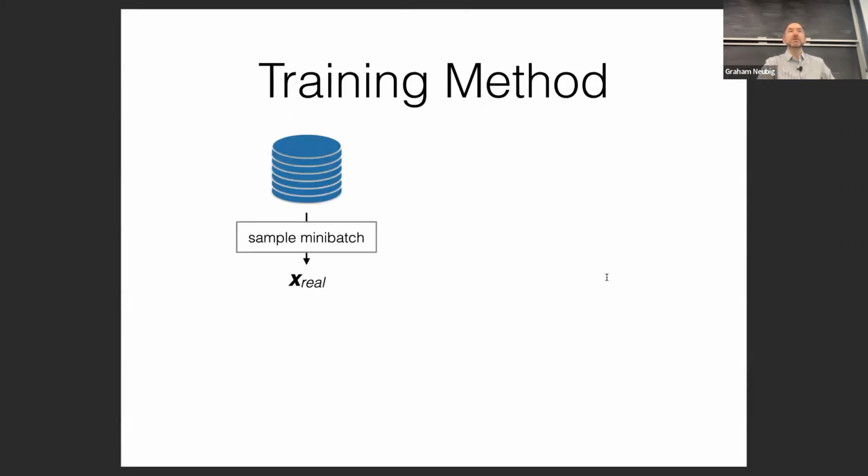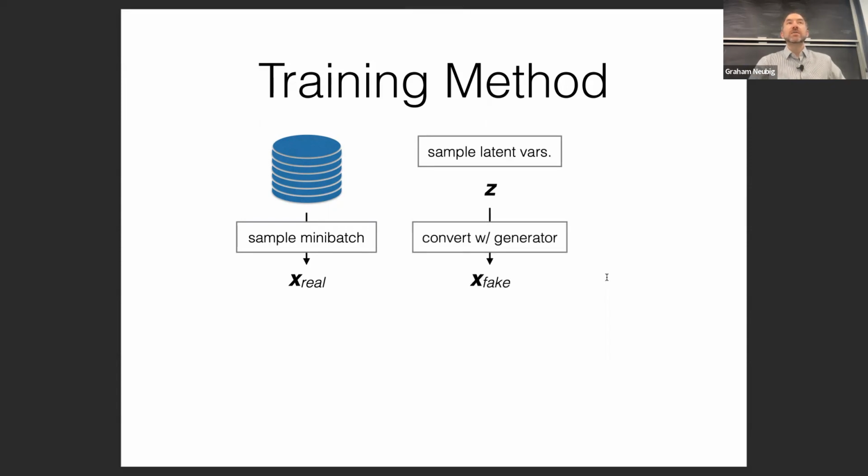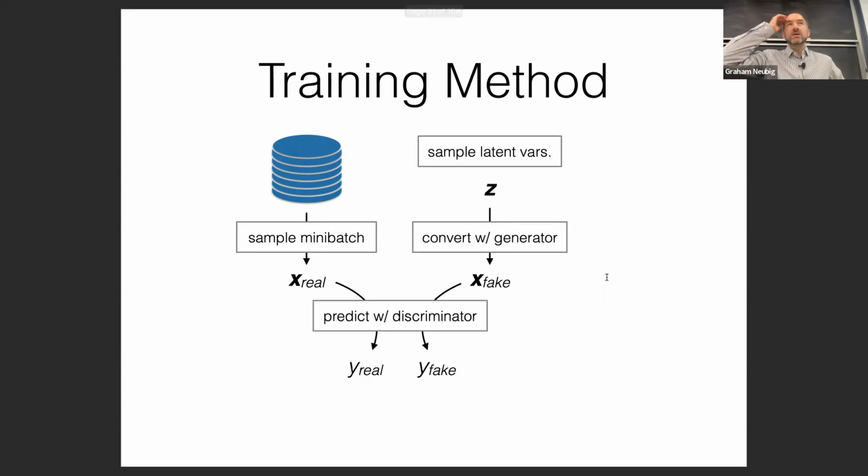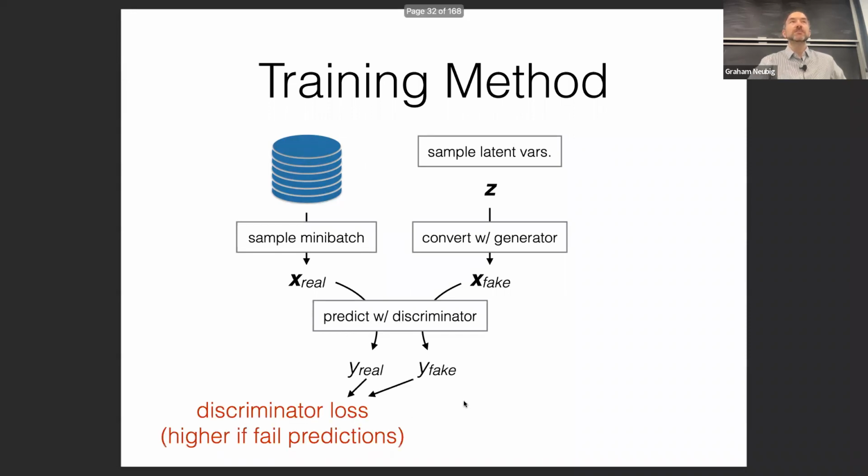So the training method, basically what we do is we sample a mini batch of data, X real. We sample some latent variables, Z. These could just be zero mean unit variance Gaussian variables like we used in the latent variable models before. And then we convert these with a generator into a fake image. So this is exactly the same as the generator or decoder network in VAEs. The difference comes after this, which is now we predict with a discriminator whether these images are real or fake.